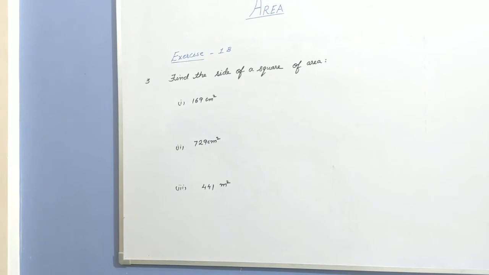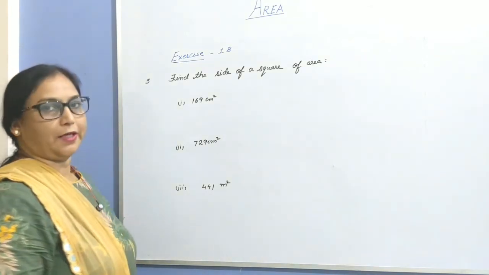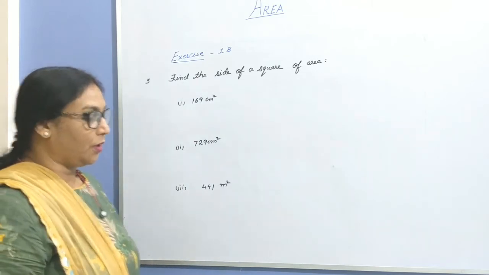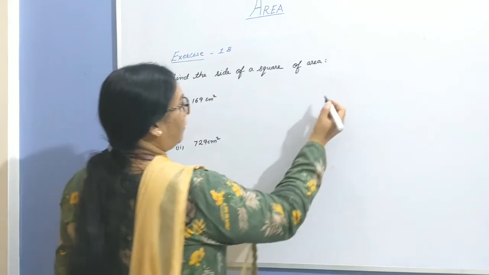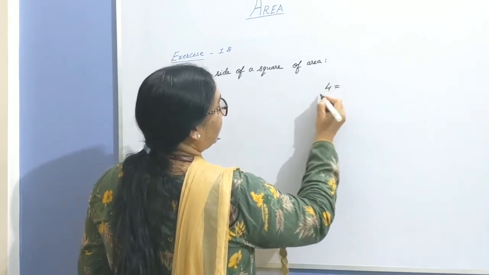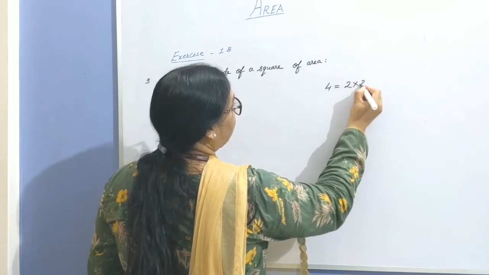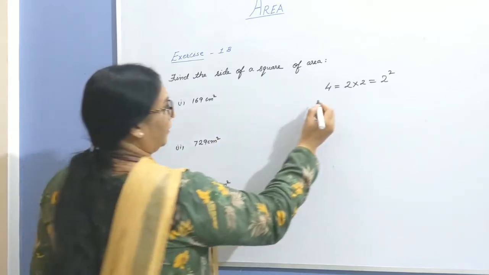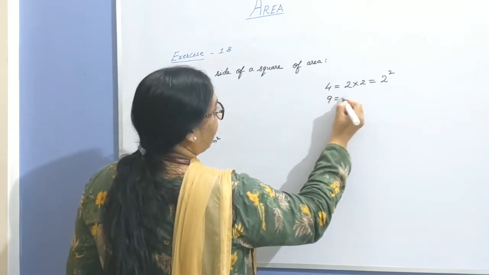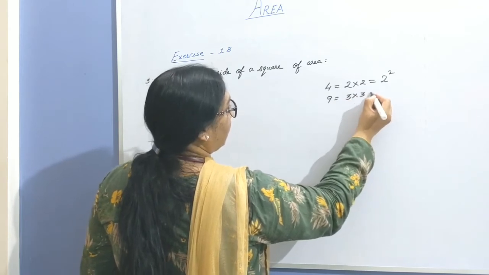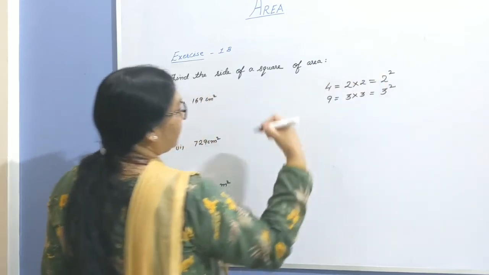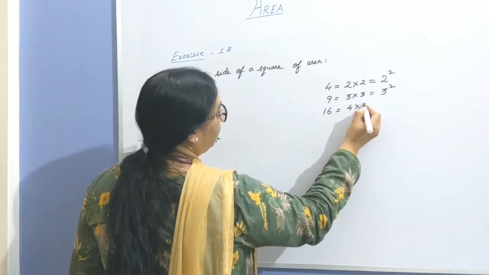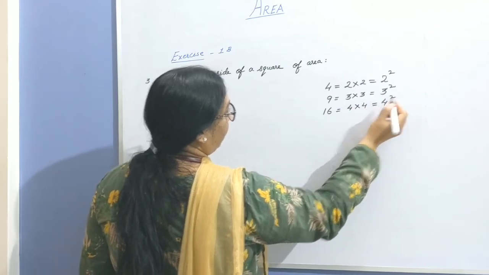Students, question number 3. Find the side of a square of area. Before I deal with these sums, I want to clear the concept of square and square root. For example, let's take a small number 4. 4 equals 2 into 2. It means 2 square. Next, let's take the next perfect square, 9. 9 could be written as 3 into 3, equals 3 square. Similarly, the next perfect square is 16. 16 could be written as 4 into 4, which is equal to 4 square.